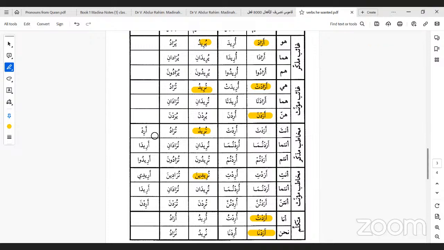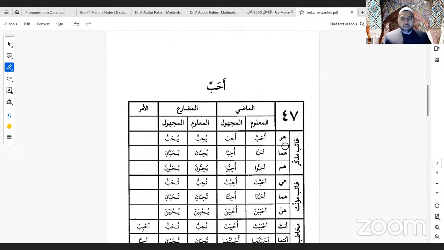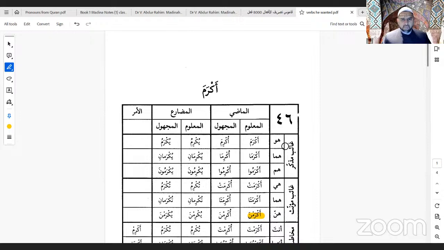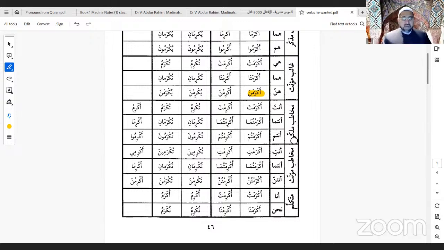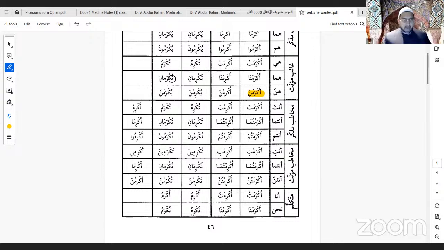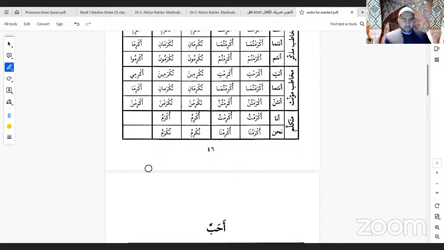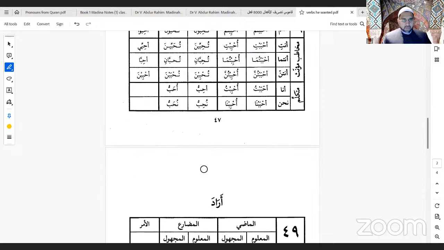Uridu, urida, no, uridu. Amr, command. So the command of akrama yukrimu, what was the command of akrama yukrimu? Akrim, akrima, akrimu, akrimi, akrima, akrimna. Excellent. And then the next one, what's ahabba? Sorry, forget that.